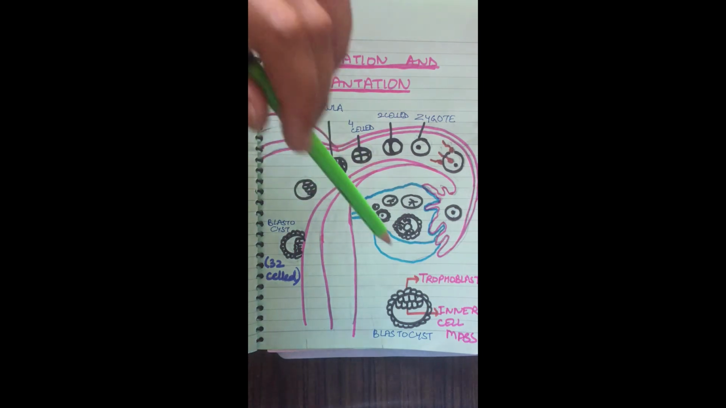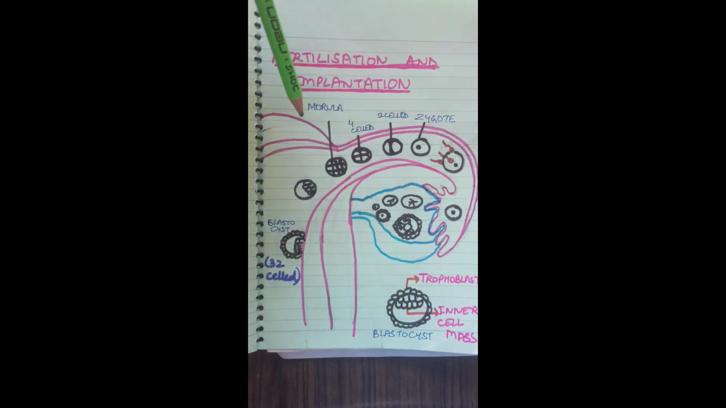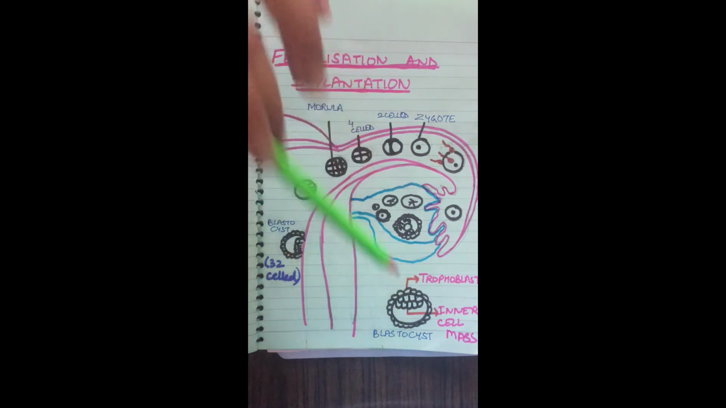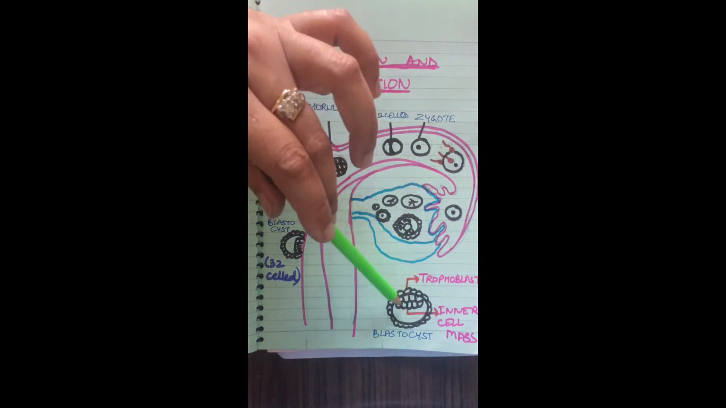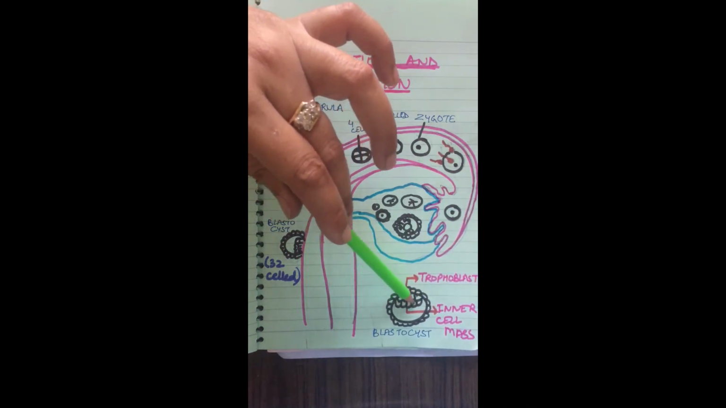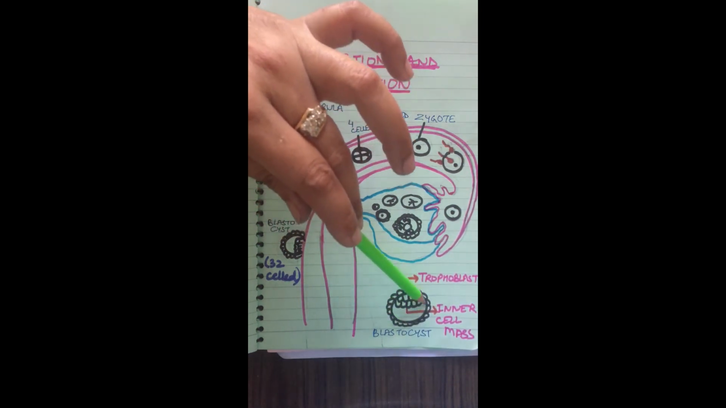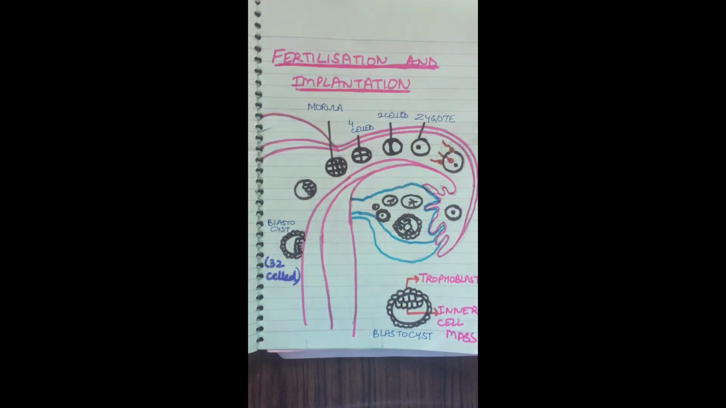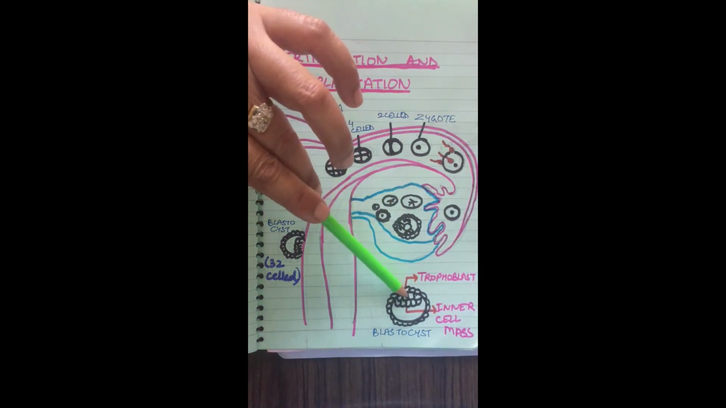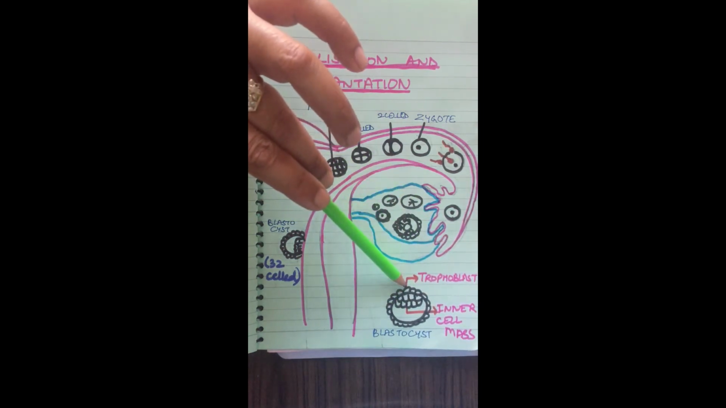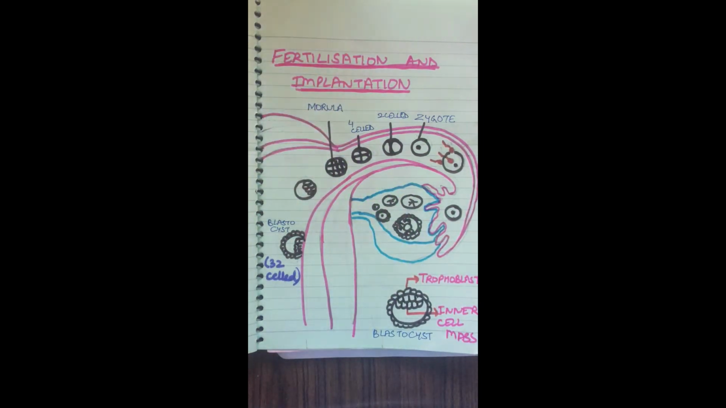Now what happens? These 32 cells rearrange themselves. How? This is a blastocyst with rearrangement of the blastomeres. The inner group of cells is called the inner cell mass, and there is a single layer of cells on the outside, and this is called the trophoblast. It is the inner cell mass from which the embryo will develop. And the trophoblast will help in the formation of the placenta along with the maternal uterus tissue.